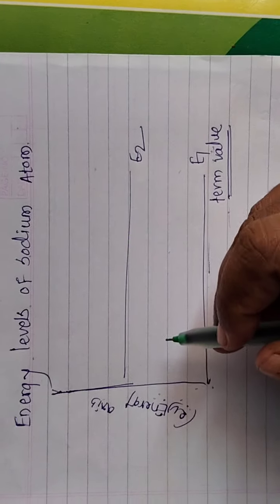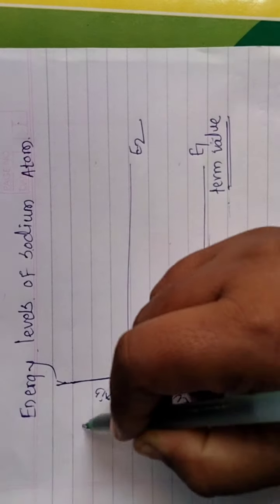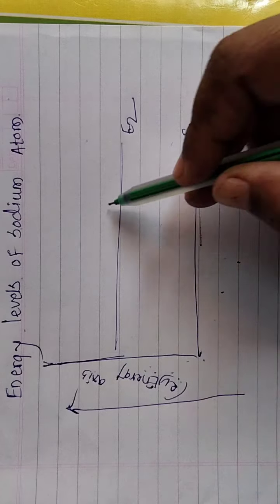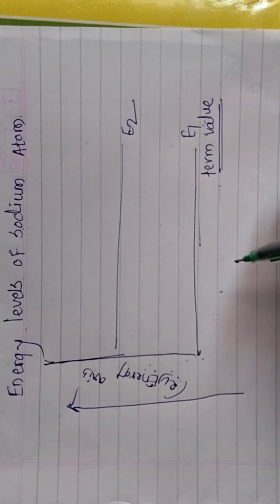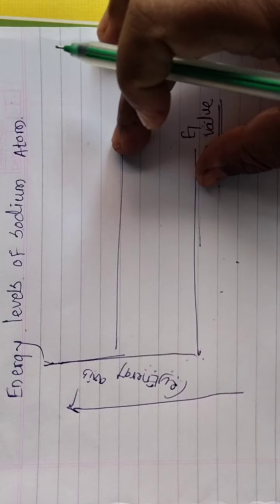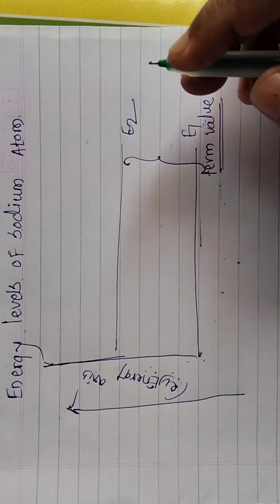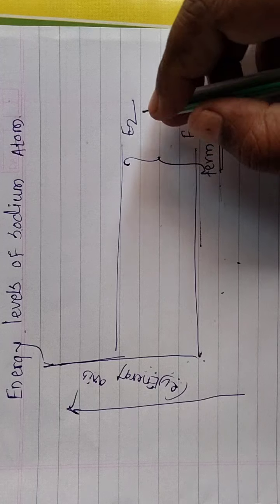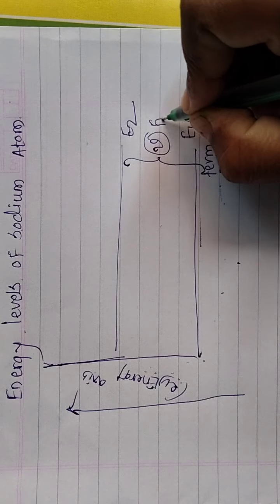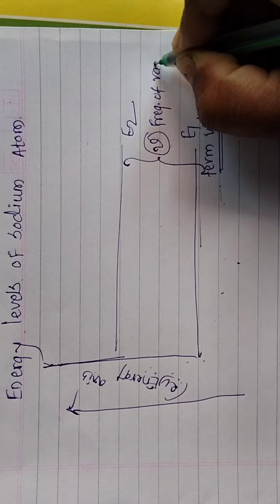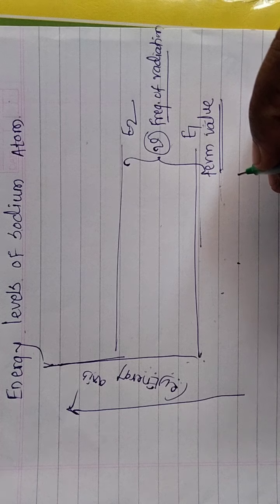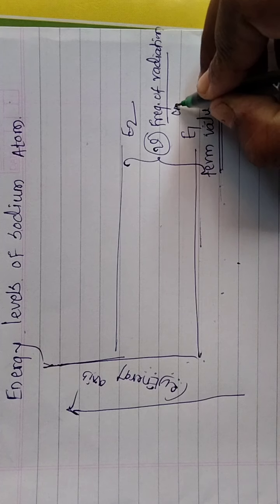We know that this energy goes on increasing this way, and all these energy levels are degenerate levels. That means each energy level has the same energy. So these are two energy levels, and the difference between two energy levels gives us the frequency of the radiation in wave numbers, that is centimeter inverse.